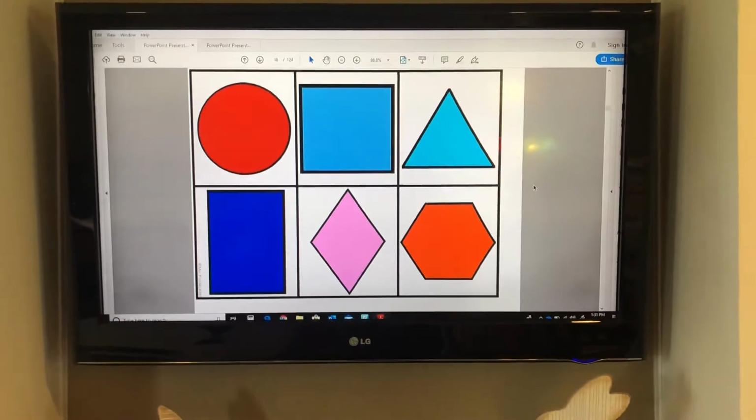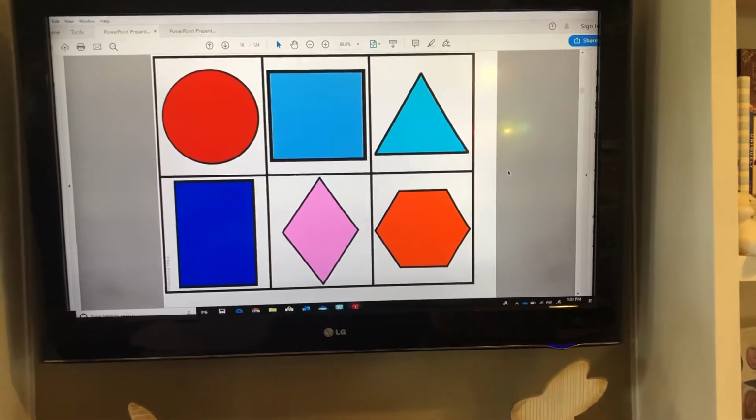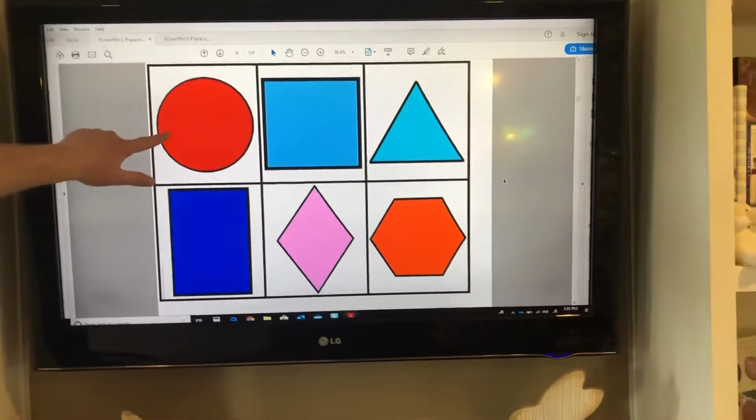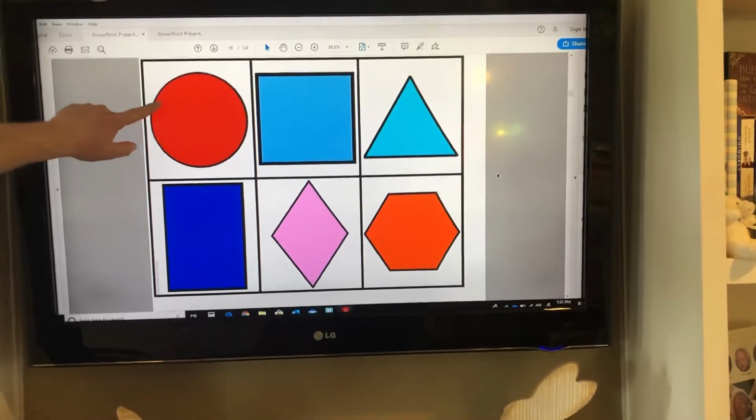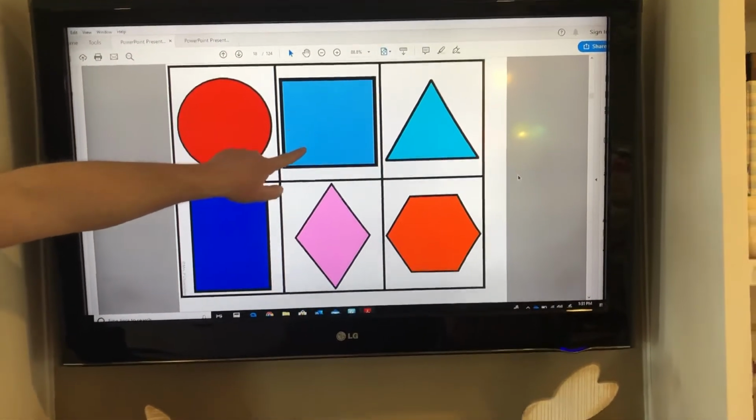So I'll point to the shape, and then you at home try to name it, and I'll give you a couple seconds, and then I'll ask one of my kids to answer. So first, this one, I'll give you a couple seconds to answer. Liam, what is it? Circle. Good. And then this one is a square.